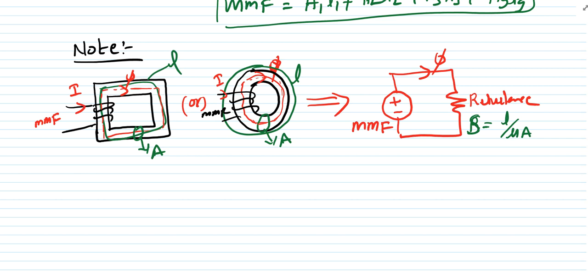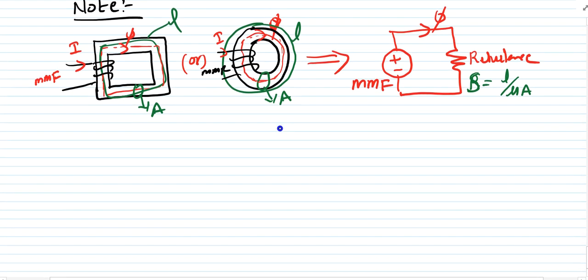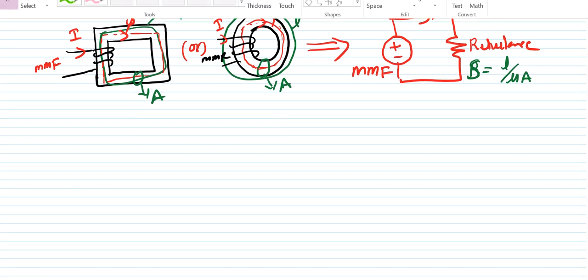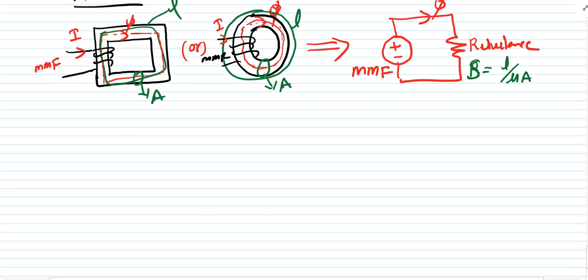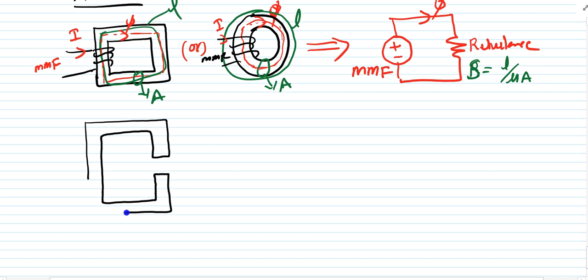So after converting this kind of material into this network, you can easily solve the network. So that is the point I just wanted to talk about here. Similarly, if you can see here, suppose I have a different material, something like this. I have some kind of material.